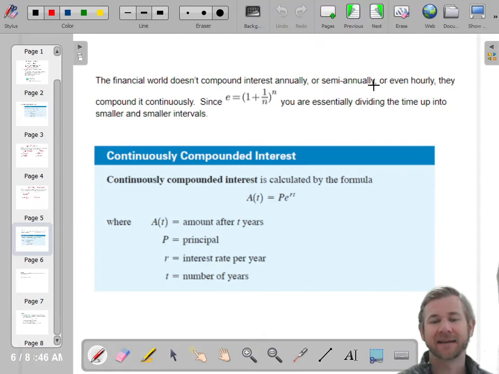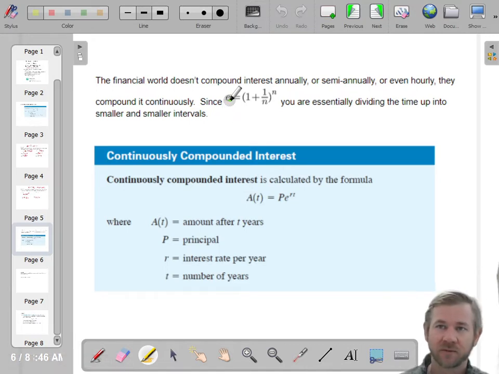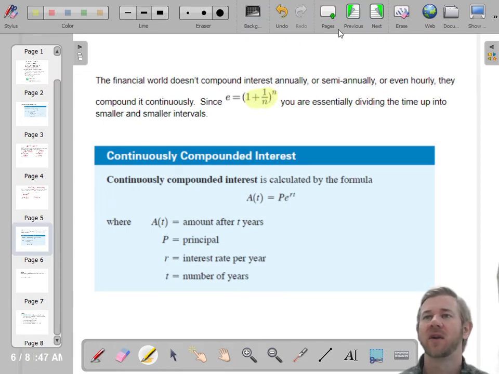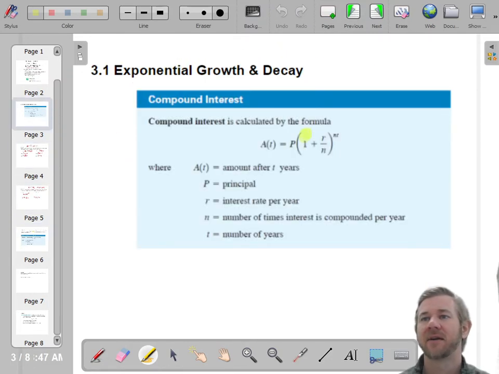So you can't calculate interest in one day. They do it, we call it continuously. So we use a slightly different formula, and it comes from this number E. Essentially what happens is if you take this idea that we've seen in the other equation, 1 plus 1 over n to the nth, that's this guy right here.